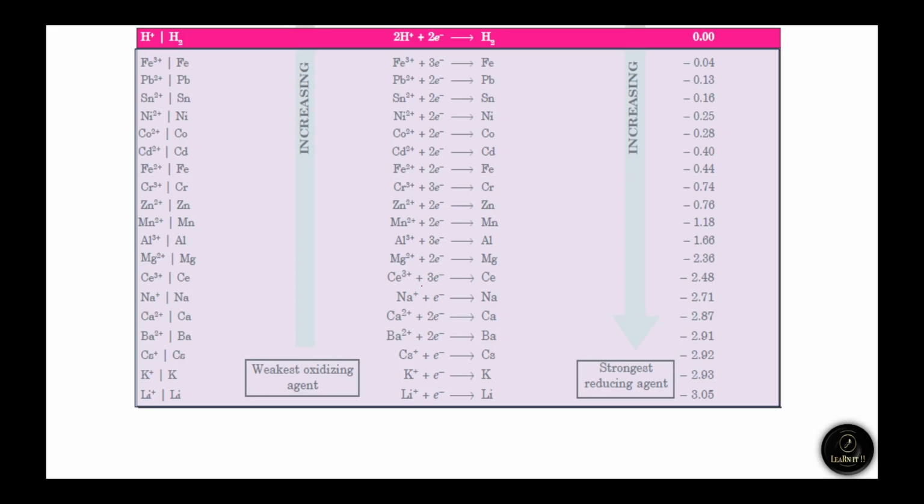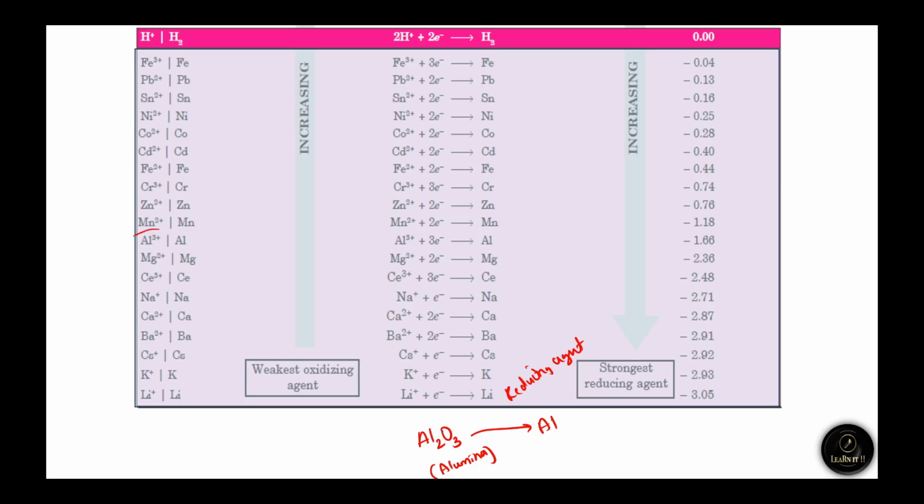The relative strength of reducing agents is used in metallurgical operations or in the purification of metals from metal oxides. So here we have aluminum oxide. It is called alumina. From alumina to aluminum we use a reducing agent. So how to select the reducing agent?